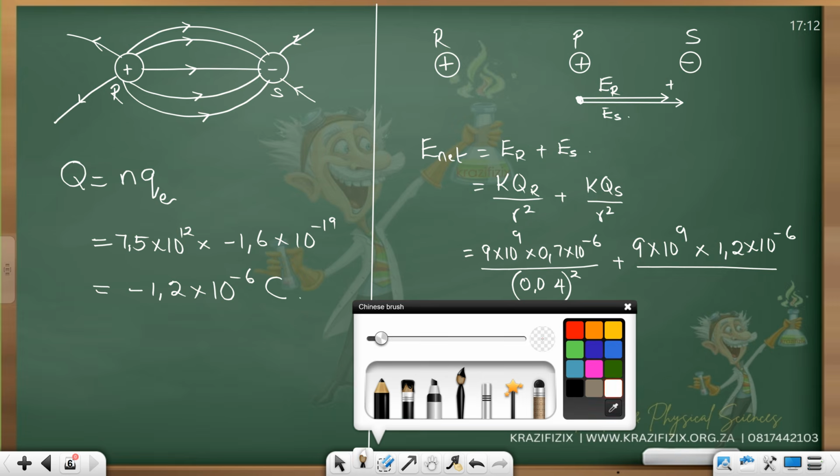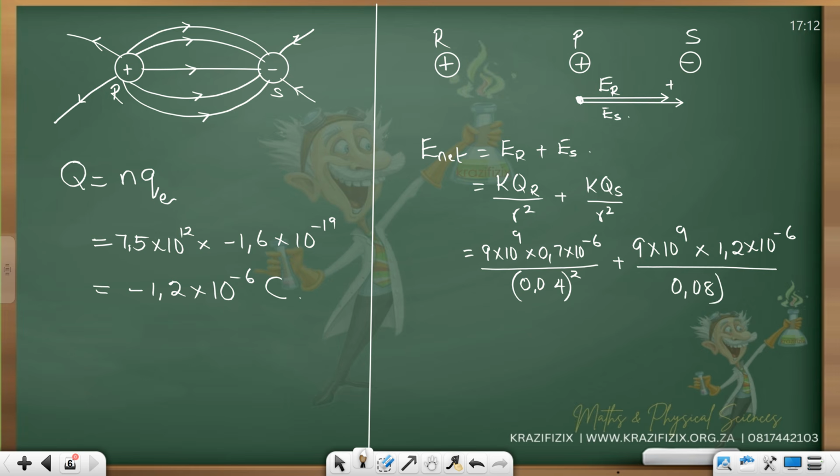We're done here. 5 minutes. Give me the answer in standard form, please. Shift mode 7.3. 5.6 times 10 to the power 6. And what's your unit? Newtons per coulomb, because we are looking at the formula: E equals F over Q, newtons per coulomb.